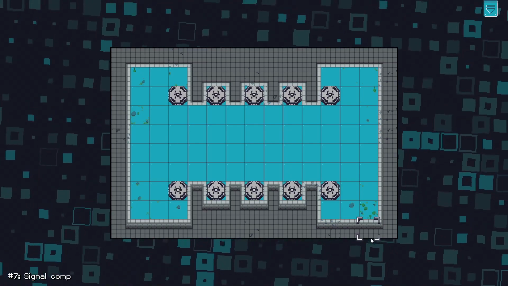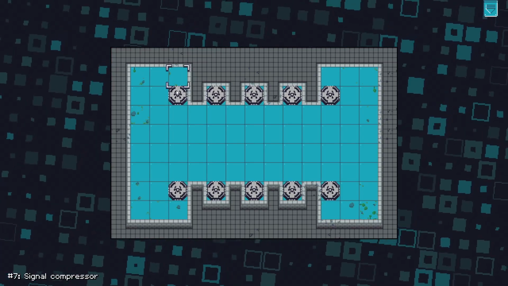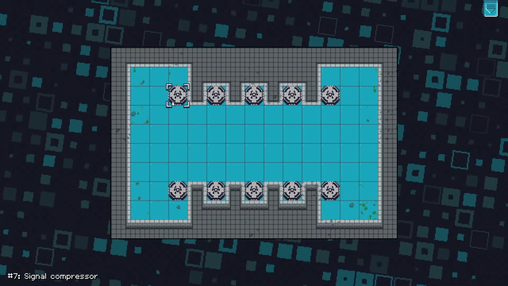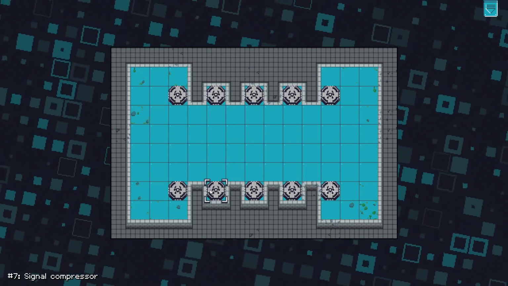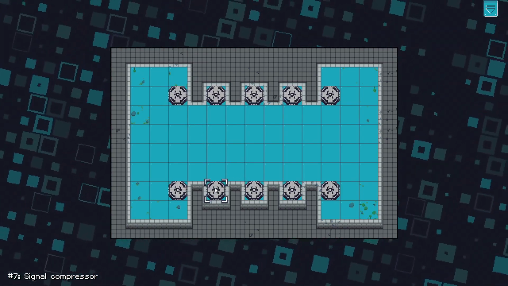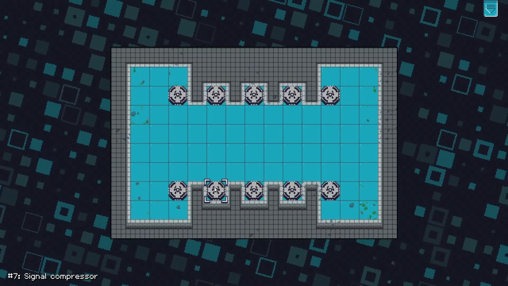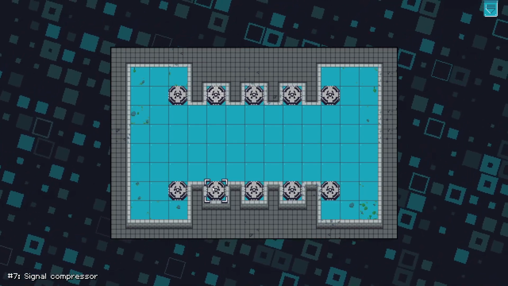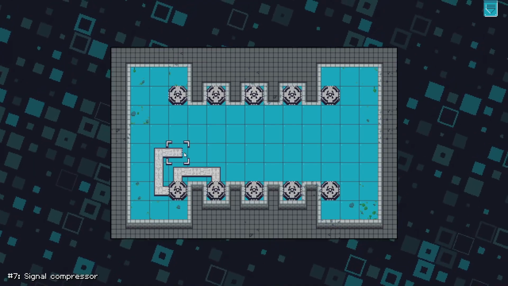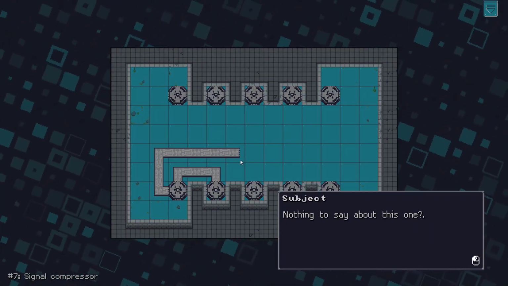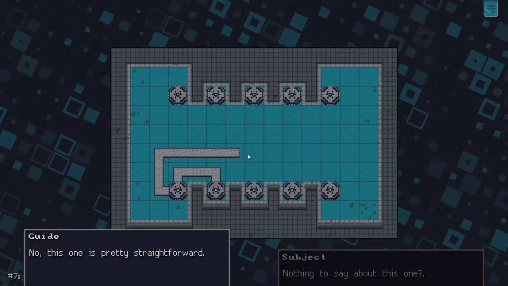Alright, number 7. Signal compressor. Okay, so all octagonal. Alright, so now... that looks like an issue. If you all have to be in a single network... No, I think I get it, actually. Oh, this is pretty cool, actually. Alright, so check this out. I'm gonna do that. I'm gonna do this. Nothing to say about this one. I was in the middle of drawing, subject. Leave me alone. No, this one is pretty straightforward.